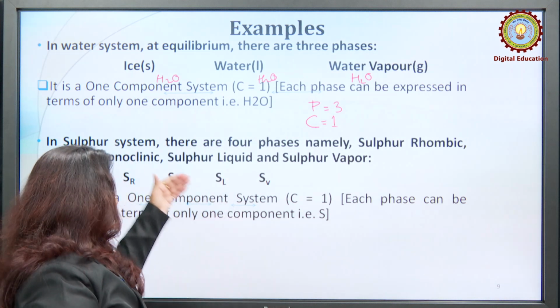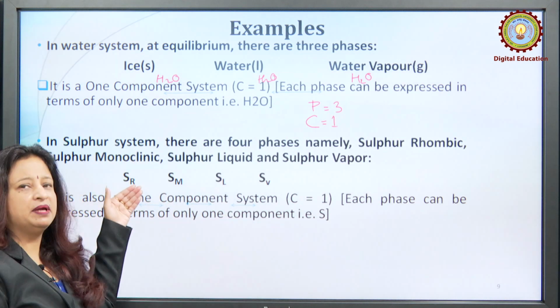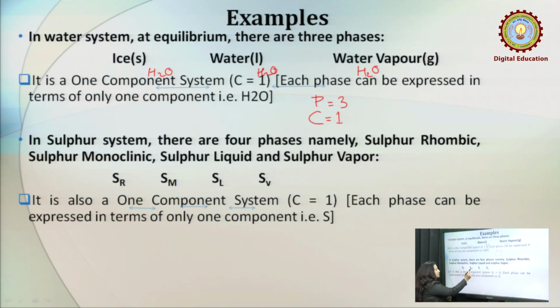Similarly, you can consider another example. Sulfur rhombic is in equilibrium with sulfur monoclinic, sulfur monoclinic is in equilibrium with sulfur liquid, and sulfur liquid is in equilibrium with sulfur vapor. So all 4 phases are in equilibrium with one another. The number of phases is 4. Why? Because we have already discussed that phases may have the same chemical properties, but they have different physical properties. That is why the number of phases is equal to 4.